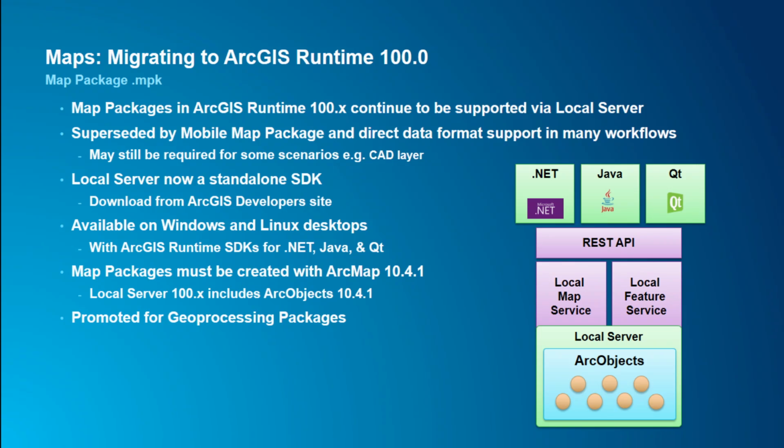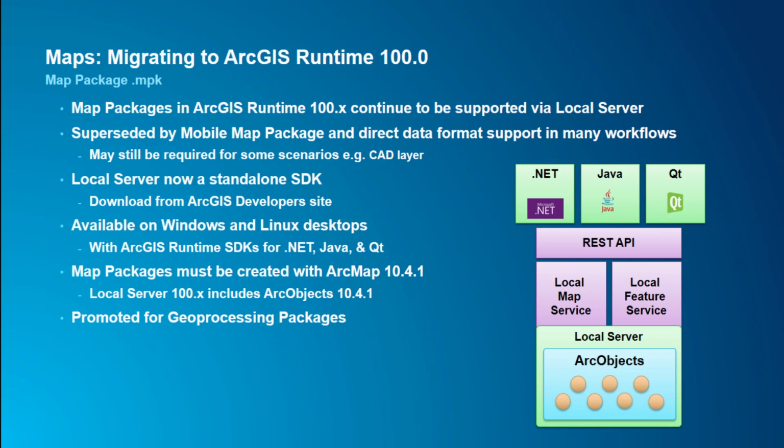So there are some changes when moving from 10 to X, specifically to talk about here. So the local server has been separated from the ArcGIS Runtime SDKs and been made available as a standalone download. So you log on to the developer site, go to your download section, and download the local server SDK separately from the other SDKs. It's still available on Windows and Linux, and still with the .NET, Java, and Qt SDKs. They contain APIs specifically to talk to the local server.